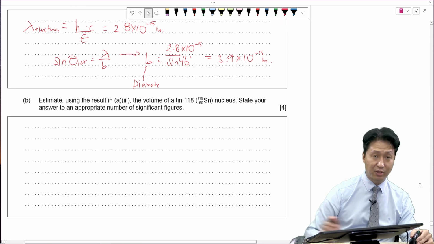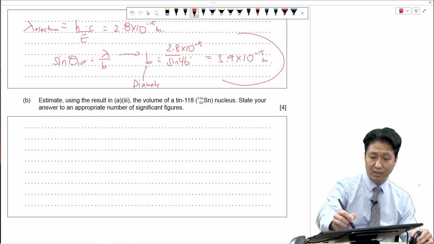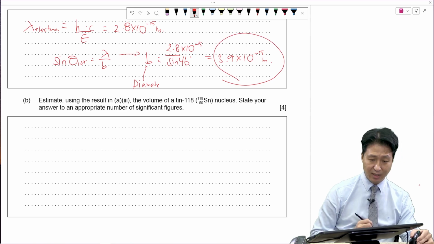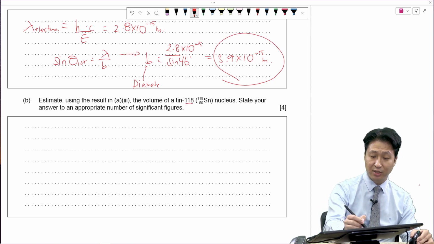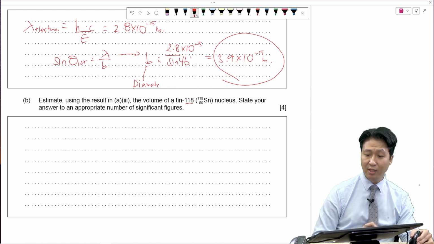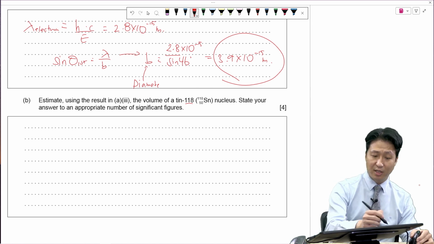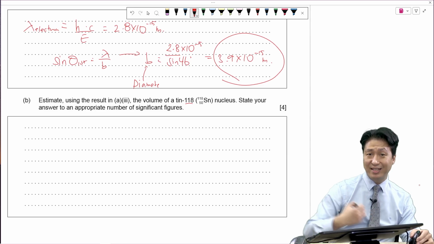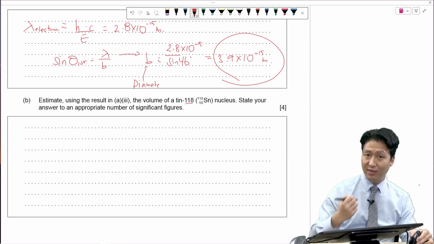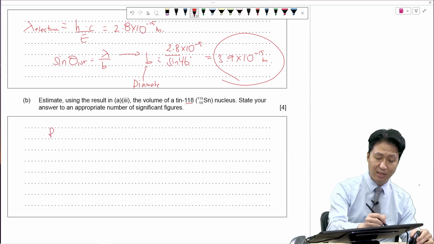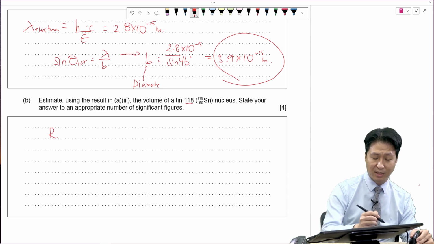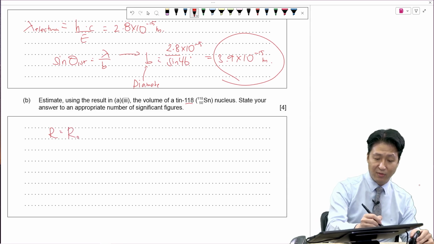And finally, in part B, it says estimate, using the results in the previous problem, this radius for oxygen-16, the volume of tin-118. Give your answer to an appropriate number of significant figures. First, you don't have an exact equation for the volume, but you have an equation for the radius of a nucleus. Use the Fermi radius times number of nucleons to the power of 1/3.